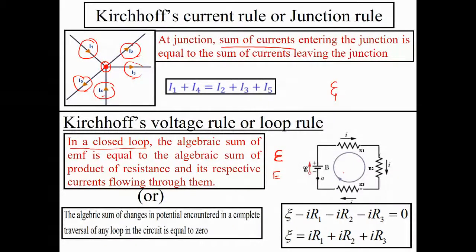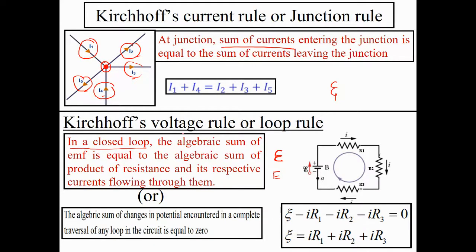So if you want to apply this loop rule, the most important thing is that the circuit should be closed. If the circuit is open, then the loop rule will not be applicable. So for example, if you consider this diagram, I have a battery, I have 3 resistors, and all these are connected, and it is a completely closed loop. Am I right? Whenever the circuit is a closed loop, you have to apply the loop rule very carefully.